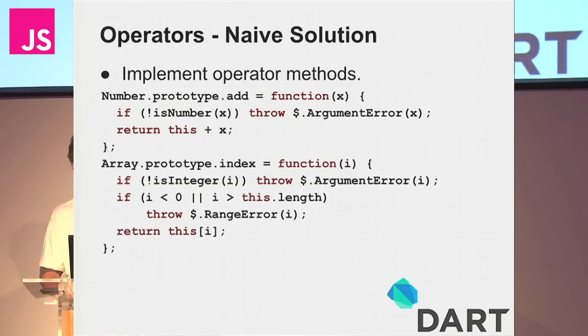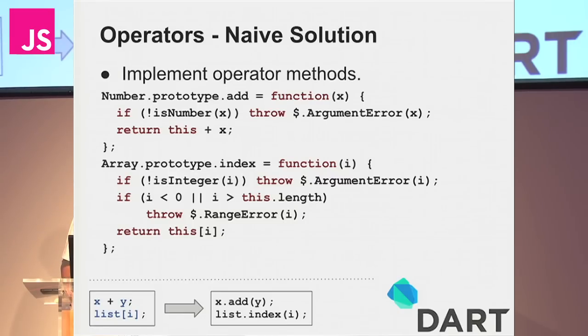So the second problem was the operators. And there, the naive solution would be to just add functions on the prototypes of numbers, arrays, strings, booleans, and so on, and invoke these methods instead of using the JavaScript operators directly. So you could imagine having an add operator on the prototype of number that takes another argument, and only if that argument is actually a number, we return the sum of this plus x. And similarly, for array, the index operator, we would check that the index is an integer, and only if it's then also in the bounds, we return the access of this.